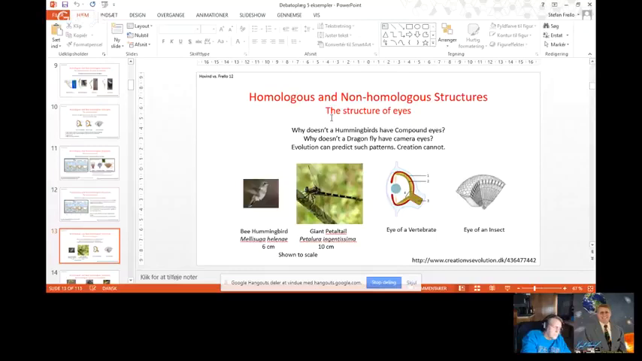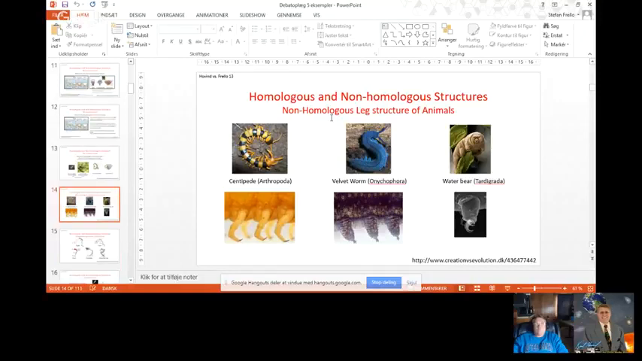Why hasn't a creator decided to give the hummingbird a compound eye if it works so well for the dragonfly? Or vice versa, why hasn't the dragonfly got a camera eye like the hummingbird if it works so well for a flying animal? I don't think it's obvious that it should be like that if creation is true. But of course, it's obvious that this is what we would expect if evolution is true.